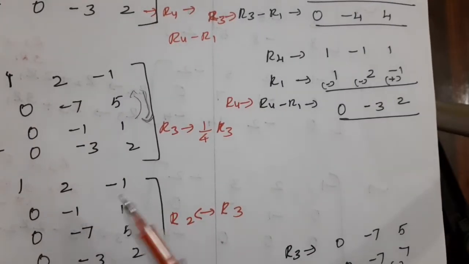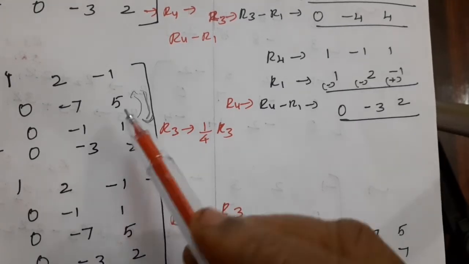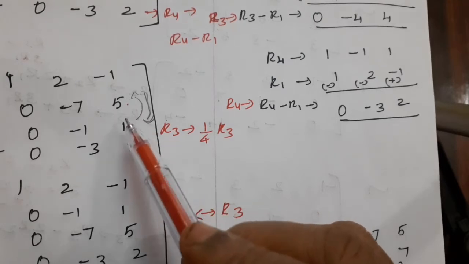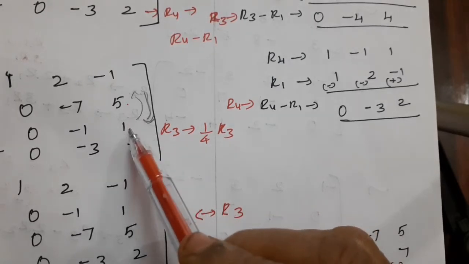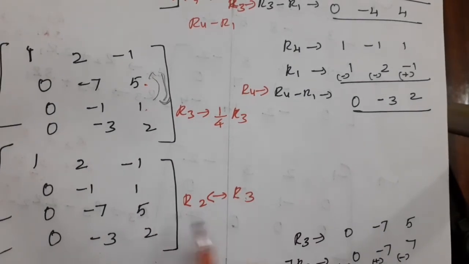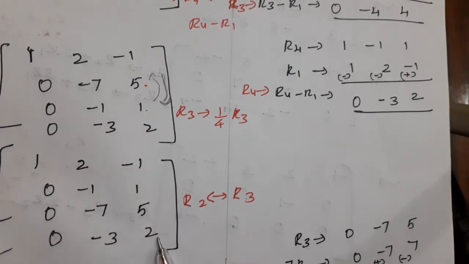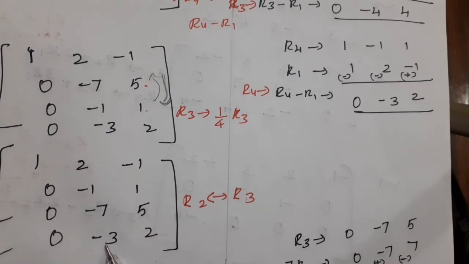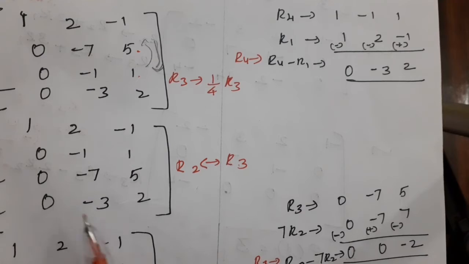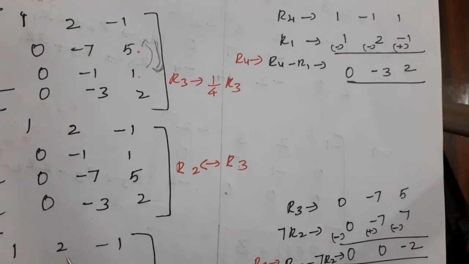Now, interchange. What are we going to interchange? For ease of calculation, we interchange R2 and R3. R2 goes to R3, and R3 goes to R2. So we have 1 minus 1, 1 minus 1 minus 1, 0 minus 5, 0 minus 3, 2. We want to make the minus 7 and minus 3 become 0. If I want minus 7 to become 0, R3 is rewritten as 0 minus 7, 5 as itself, and R2 is multiplied with 7. Then we make this 0 0 minus 2 value also become 0.